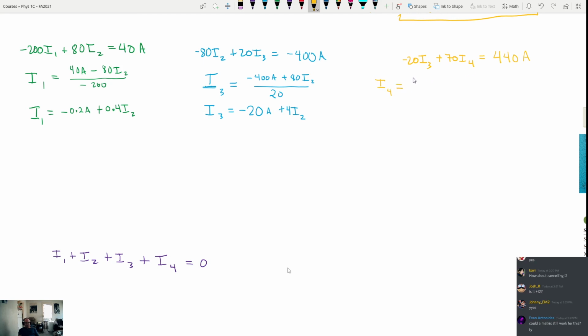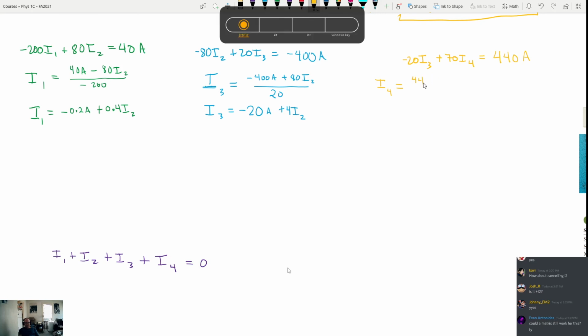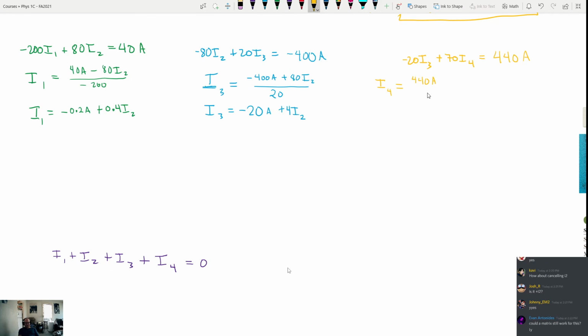So I4 here should be equal to 440 amps. This isn't going to work out very nicely, is it? Unfortunately, this equation is going to be kind of nasty because we're going to be dividing by 70. Whatever. 440 plus 20 I3 divided by 70. Why does it have to be 70? I'm just going to write this as 44 over 7 amps plus 2 over 7 I3. And yeah, I can write those as decimals as well, but I don't really want to. That doesn't sound very fun.